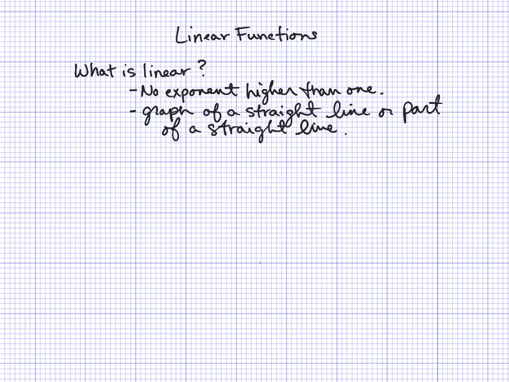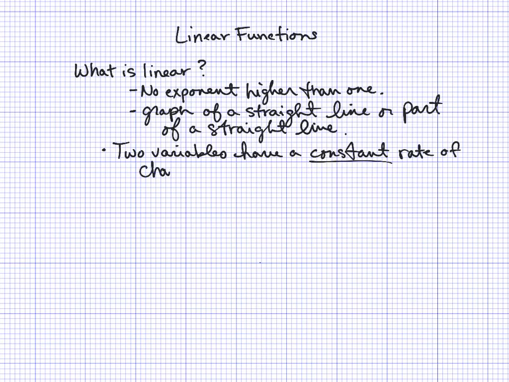But what exactly makes something linear is that the two variables have a constant rate of change. So the difference between one variable to the next is never going to change. It will always be the same. Now, we use this word rate of change a lot in math, but you also know this as the slope. The slope of the line, in this case, is constant with a linear function.